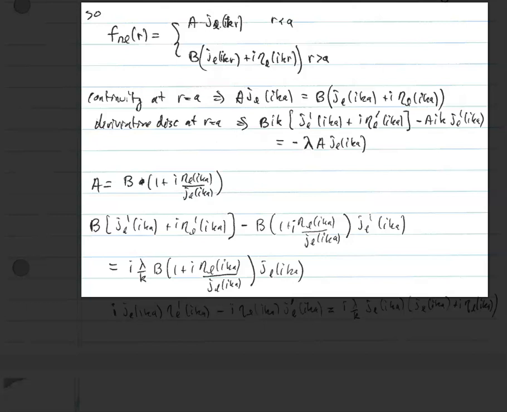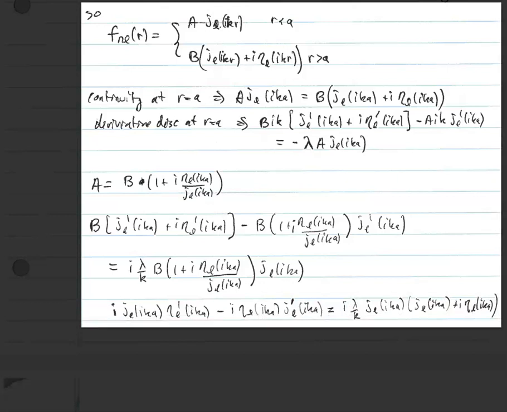And we can rearrange this into the form i j_l(iκa) η_l'(iκa) minus i η_l(iκa) j_l'(iκa) is equal to i λ over κ j_l(iκa) [j_l(iκa) plus i η_l(iκa)]. We're essentially just doing this by multiplying both sides by j_l(iκa). That's going to immediately get you that right-hand side that you see there.